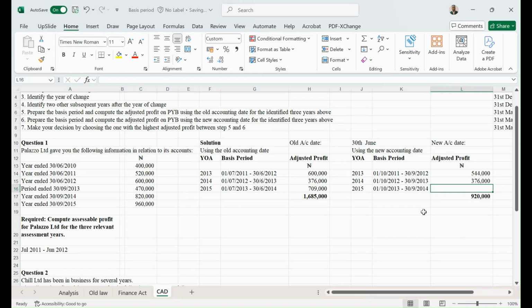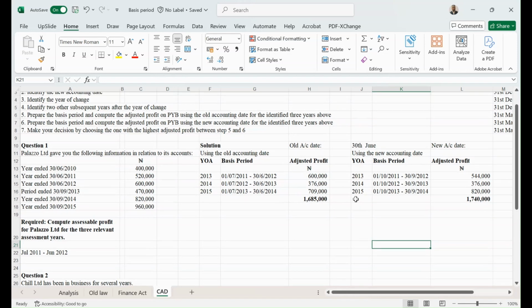Then, that will be this one. If you look at this date here, it's exactly the same date as this one. Year ended September 2014. Year ended September 2014. So because it's the same thing, I will just say it is equal to 820,000. That's 1,740,000. So that's it. You have computed the adjusted profits using the old accounting date and the new accounting date for the three relevant years. These are the relevant years for changing accounting date.